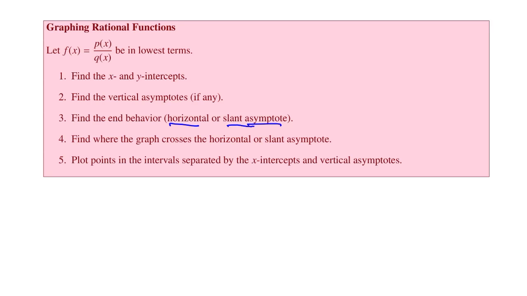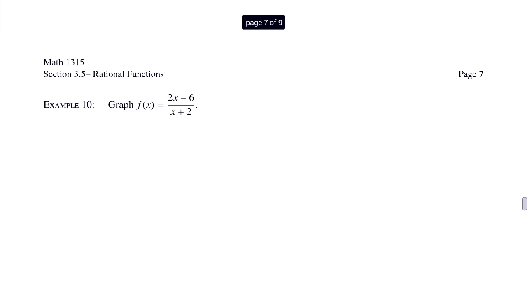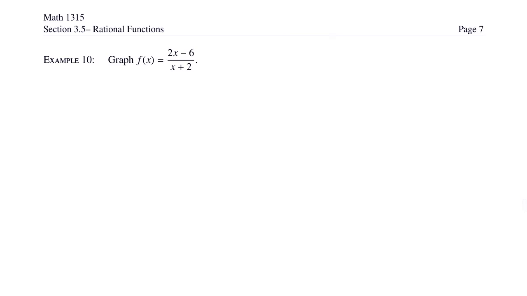Let's look at example 10. Graph f of x equals 2x minus 6 over x plus 2. So step 1 is to find the intercepts. To find the x-intercepts, now here's a trick that you can take with you. The x-intercepts are when y is equal to 0. If you set the rational function equal to 0, let me show you this.